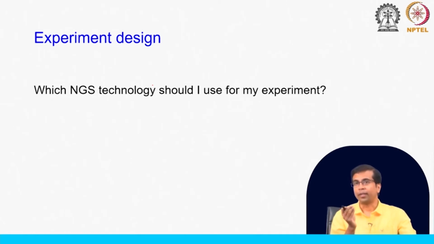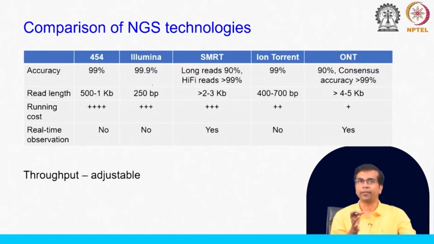Again, there is no single answer. It depends on the requirement, it depends on your project, it depends on many factors. So, before we go there, I just wanted to give you this overview comparison of the different NGS technologies that we have discussed so far. We have 454, Illumina, SMRT, Ion Torrent and ONT. And there are a few important points that are really relevant for us.